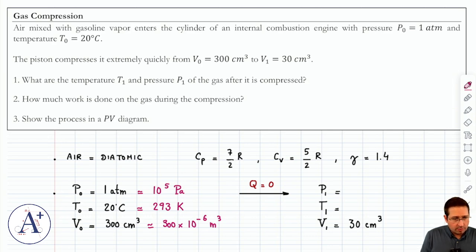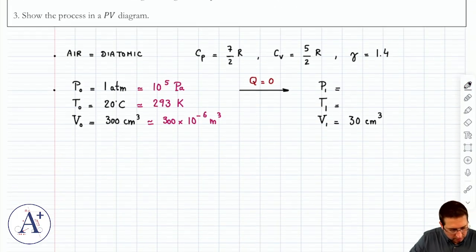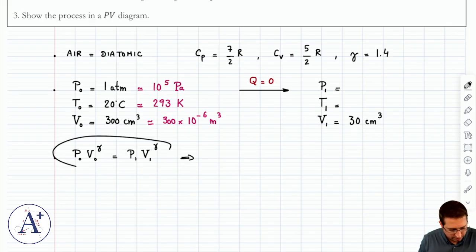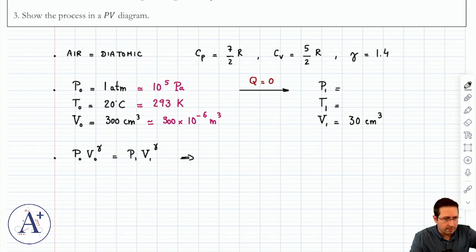And then, well, let's go find P1 and T1. Okay, so first things first. I have an adiabatic process, which means that I get to say that PV to the gamma is constant. In other words, P0 V0 to the power gamma is equal to P1 V1 to the power gamma. And that's because I have an adiabatic process. Okay, so that's an important formula to know. I would add that to the cheat sheet, just if you don't already know it.